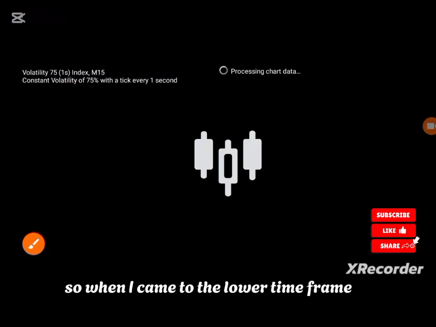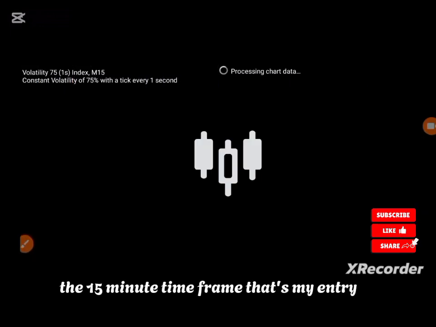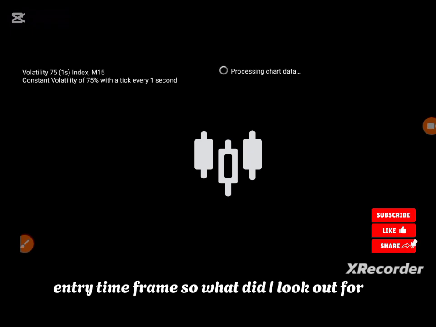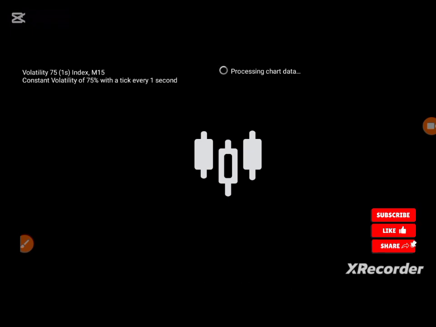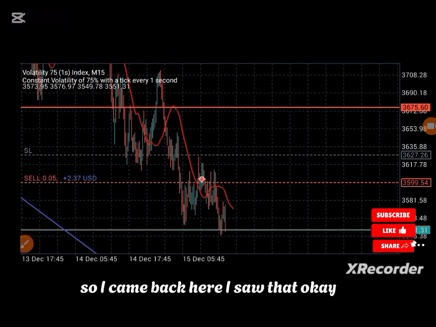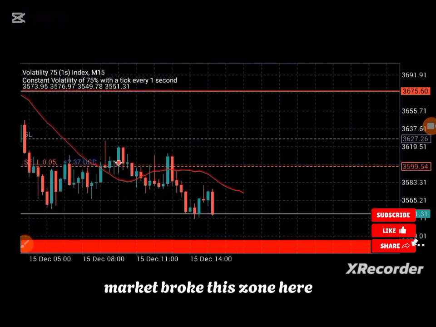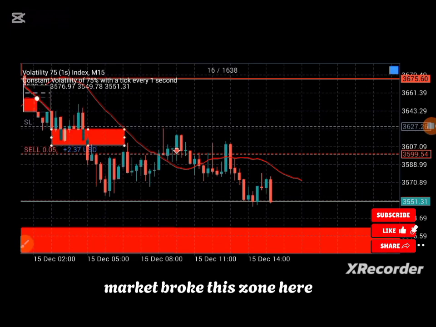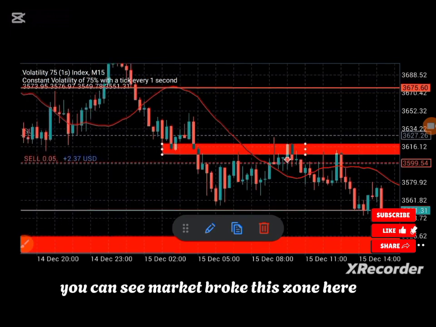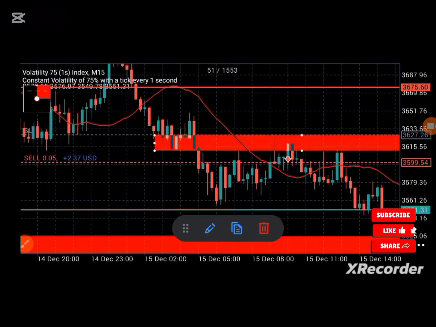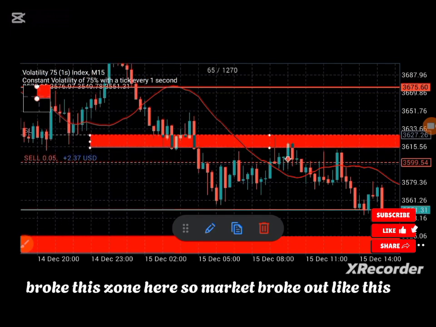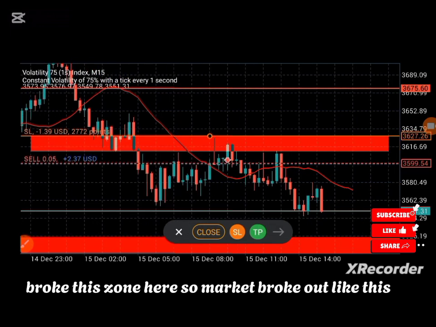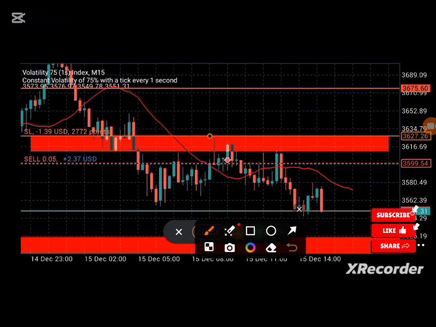When I came to the lower time frame, the 15-minute time frame, that's my entry time frame. So what did I look out for? Let's check. I came back here and saw that the market broke this zone here. You can see the market broke this zone here. It broke out like this, and then a retest.